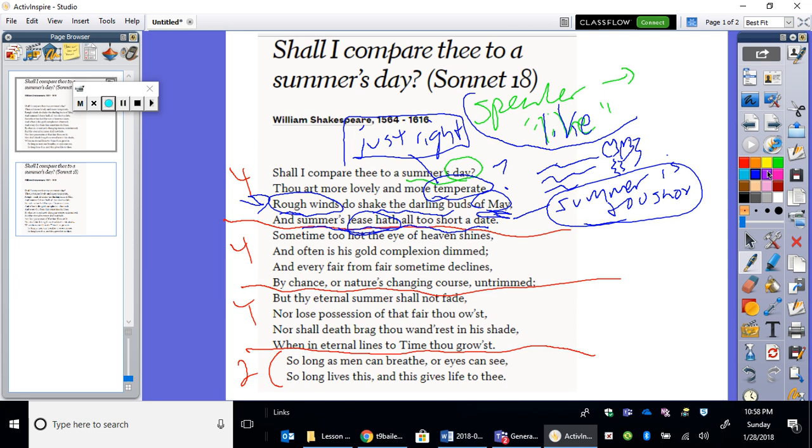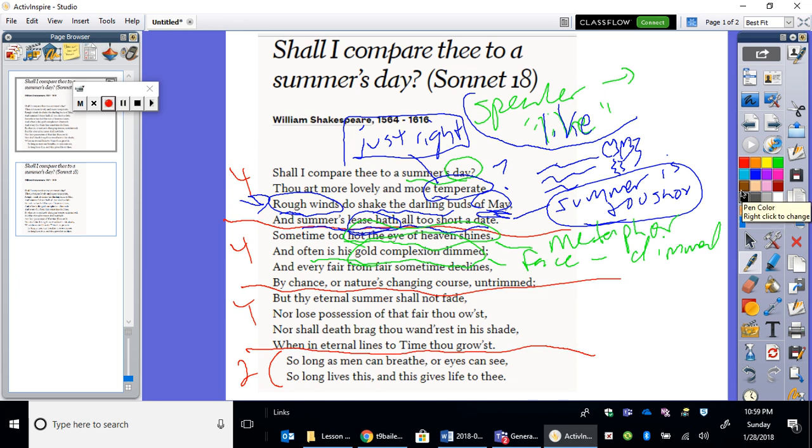A lot there. Continuing. "Sometimes too hot the eye of heaven shines." That's in summer. And I love the eye of heaven. That's a cool metaphor. Eye of heaven. "Sometimes too hot the eye of heaven shines, and often his gold complexion is dimmed." Complexion is his face. Sometimes he's dim.